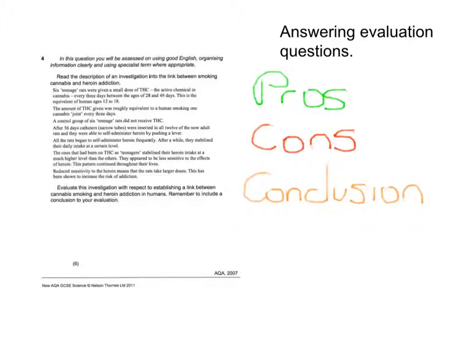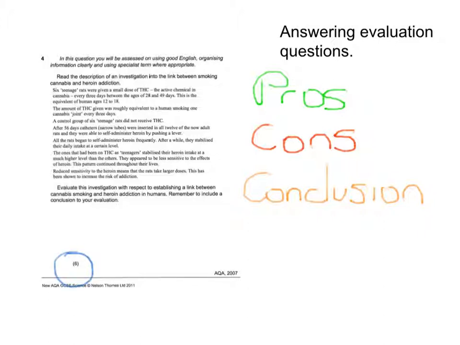To gain full marks, you need to have good spelling, grammar, and punctuation, as well as using scientific terms correctly. To answer this question, you could use subheadings in your answer. For example, pros, cons, and conclusion. This question carries 6 marks.